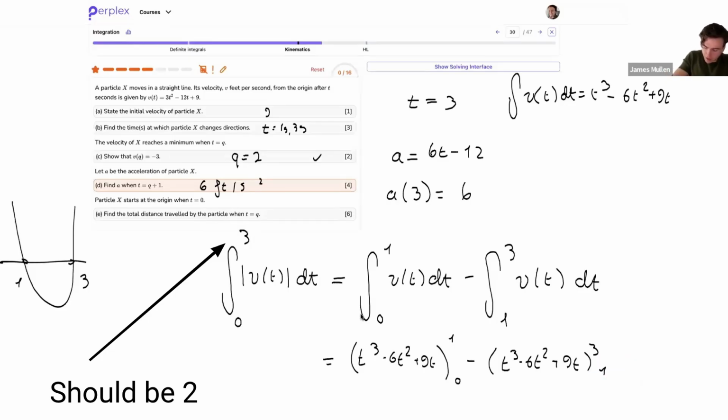Okay, I'm going to start writing over here. When t is equal to 1, I have 1 cubed, minus 6 is minus 5, plus 9 is 4. So I have 4, and when it's 0, well, everything in there is going to be 0. It's going to be 4 minus 0. And then when it's equal to 3, I have t cubed is 27. Minus 6t squared is minus 54. So that's going to be 27 minus 54. And then plus 9 times 3, that's plus 27. Okay, and that all actually comes out to 0 if you look at it closely.